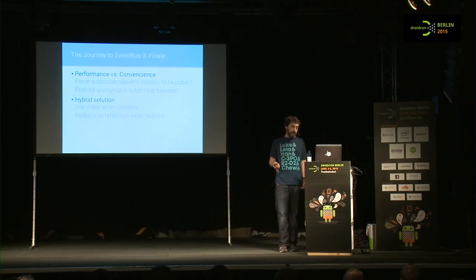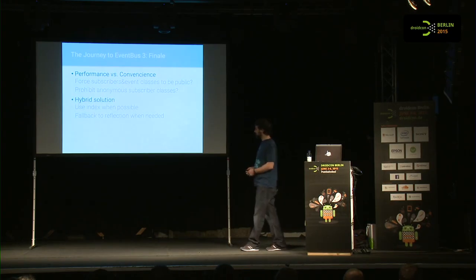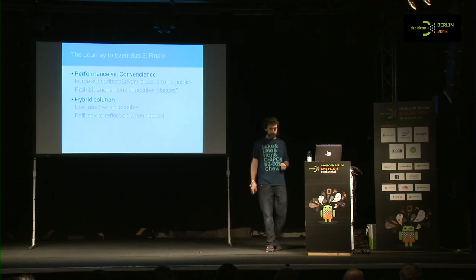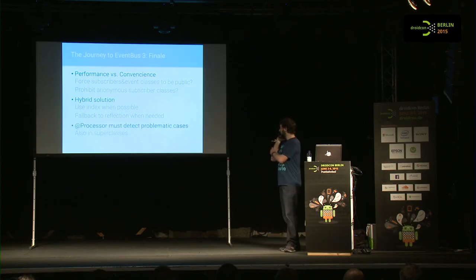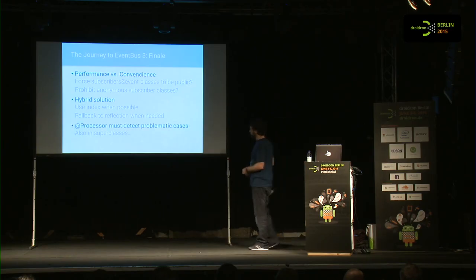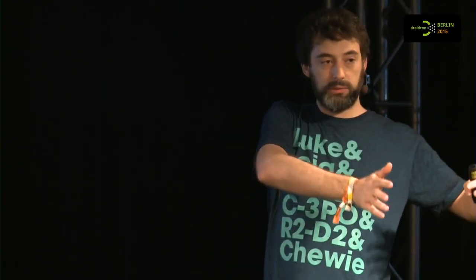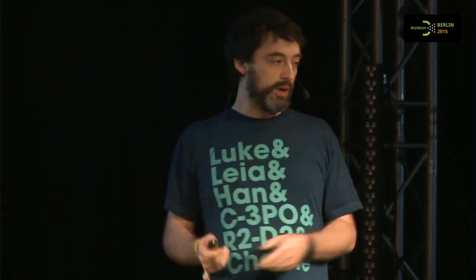I think the right solution is to go hybrid here. Whenever it's possible, EventBus should use the index, and if it's not possible, it should fall back to reflection. This means the annotation processor has to detect everything that won't work during build time, right? So it knows, okay, this case is fine for indexing, and this case is fine for reflection.